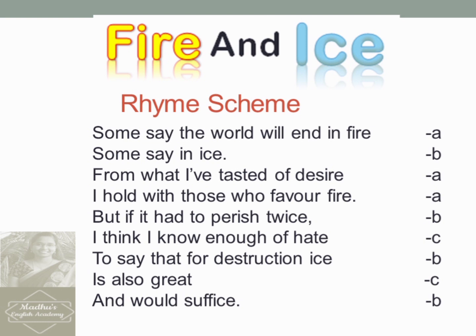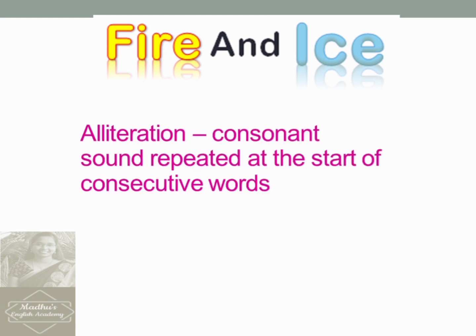Following rhyme scheme, let us look for the other literary device. The next one is alliteration. Alliteration is when the consonant sound is repeated at the start of consecutive words, that means continuous words. Look at the example of alliteration in this poetry, children.